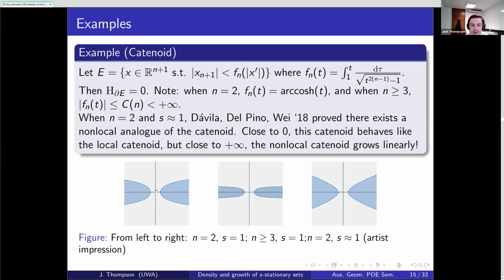So we can see this in the figure here. This is the catenoid when n equals 2. When n is 3 or bigger, it looks like this.